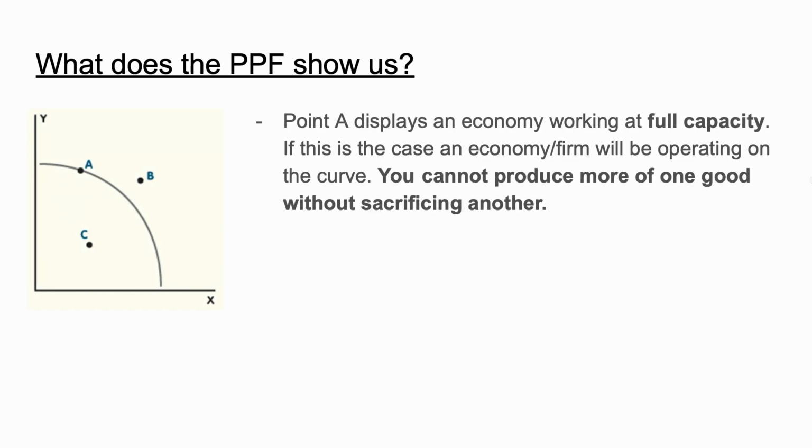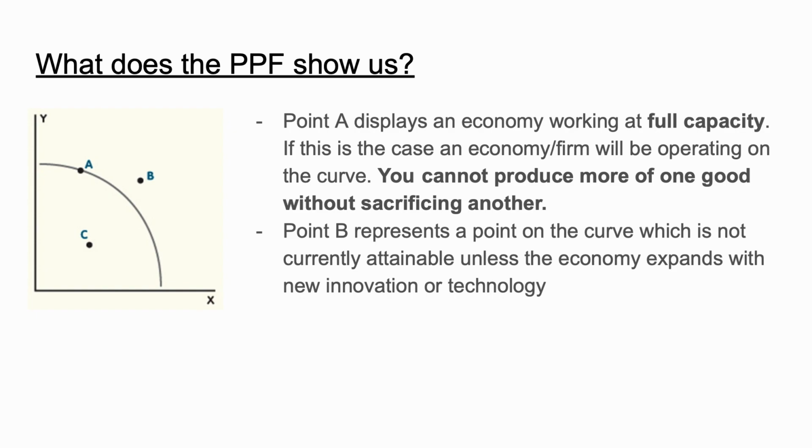On the left is another PPF, and here point A displays an economy working at full capacity. If this is the case, an economy will be operating on the curve, and you cannot possibly produce any more of one good without sacrificing another. Point B represents a point which isn't currently attainable unless the economy expands, and the economy can expand with new innovation or technology.